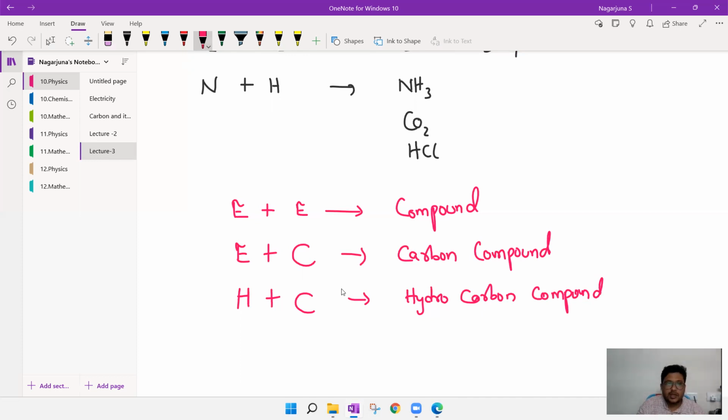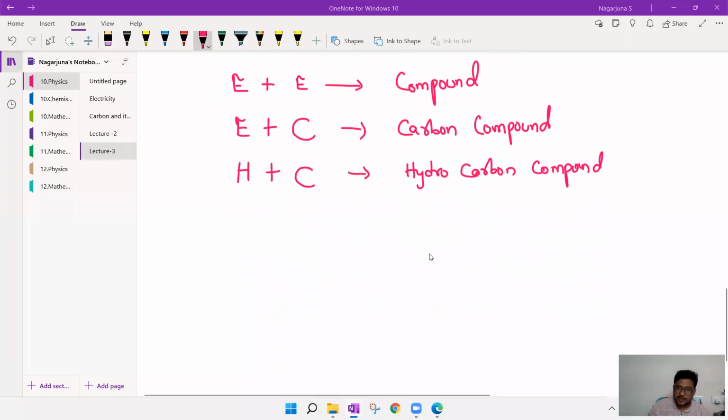It is quite simple and easy to understand, right? If there are 2 different elements, that is just a compound. In these 2, if one of the elements is carbon, it is a carbon compound. If hydrogen is combining with carbon, we don't want any other element, only 2 elements, hydrogen and carbon. Such compounds are known as hydrocarbon compounds.